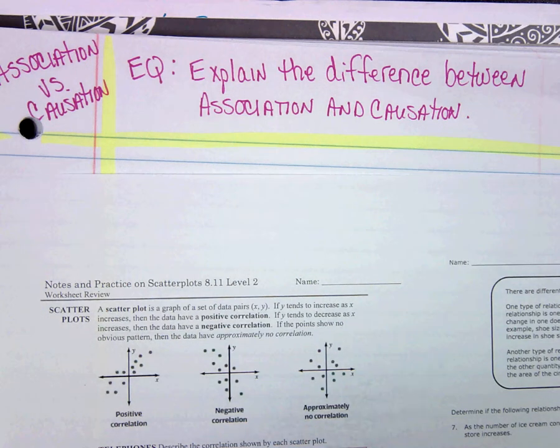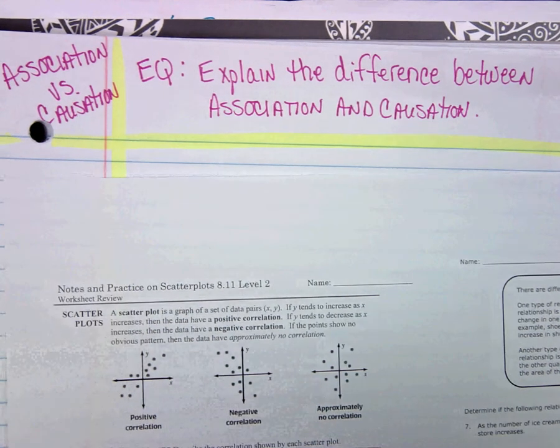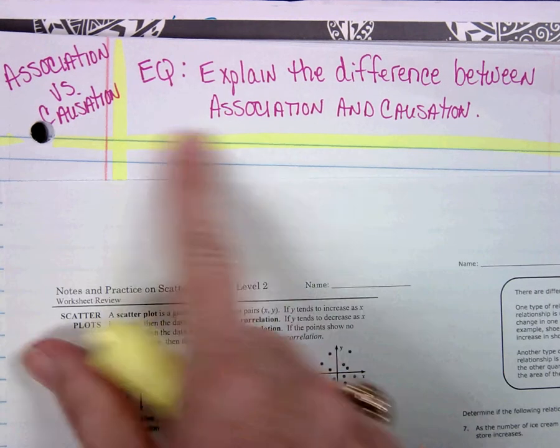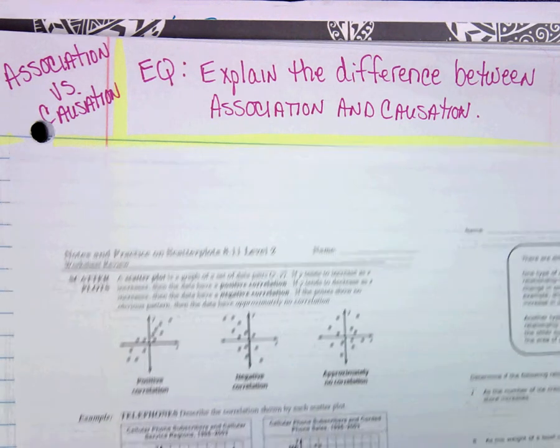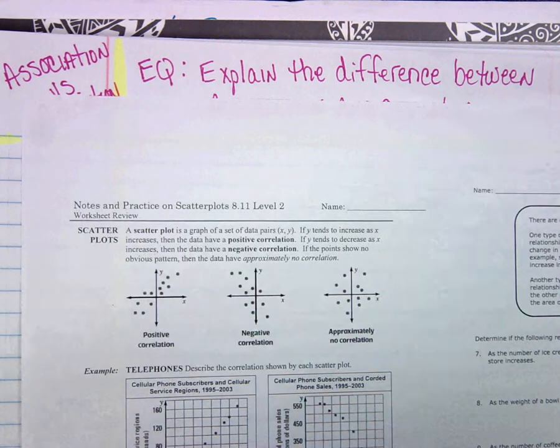Okay, in this lesson today, we're going to look at the difference between association and causation. If you will set up your notebook, you've got association versus causation, and your essential question is explain the difference between association and causation. So by the end of this lesson, you should be able to answer that essential question.